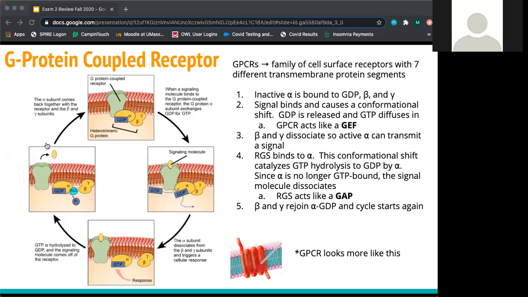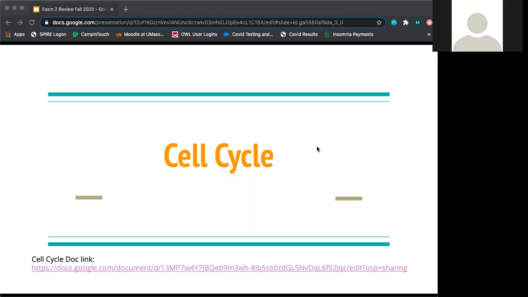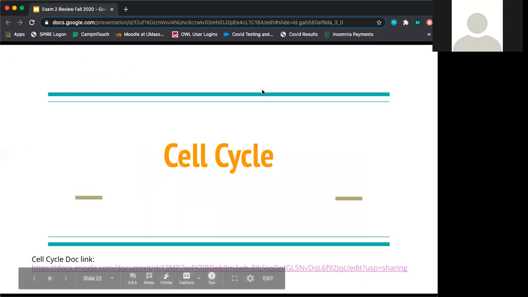So there we go. You can stretch a little bit and then we can move on. Take that time, take a breath. And I'm going to pass it to Jahan to start the cell cycle.